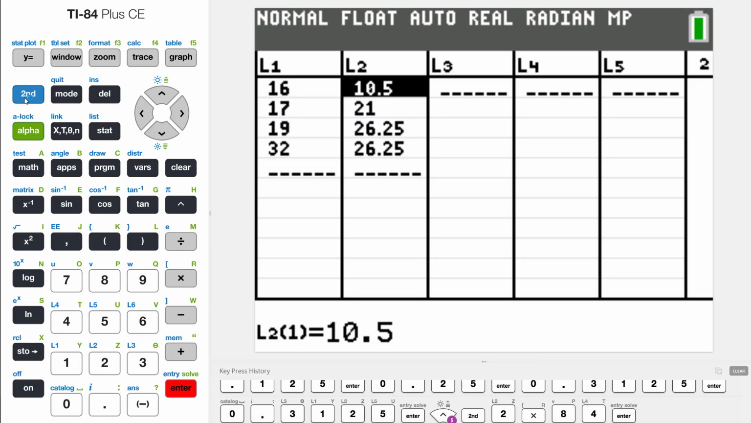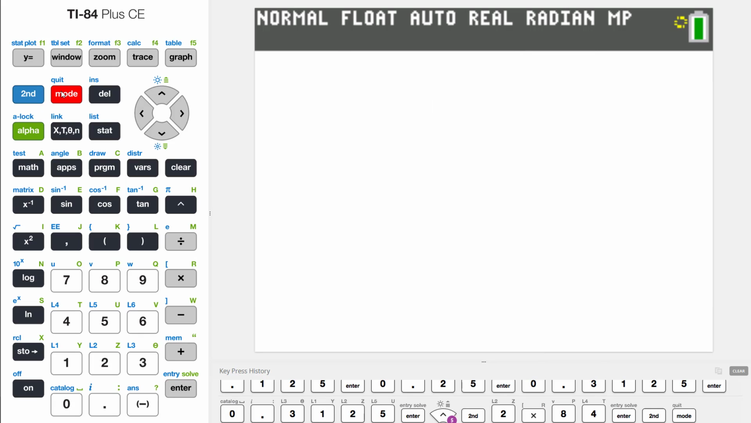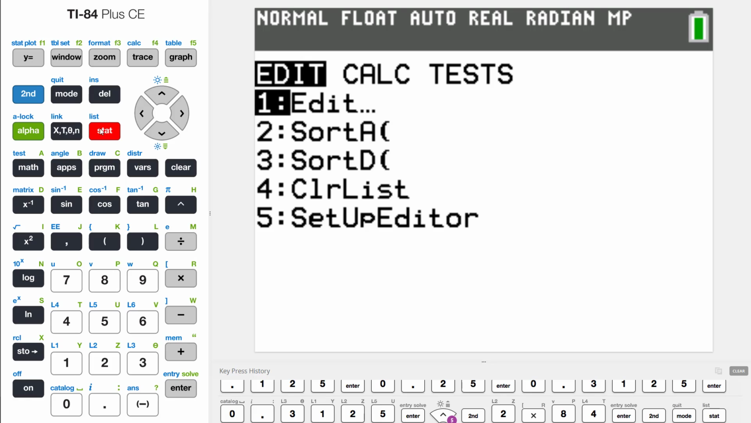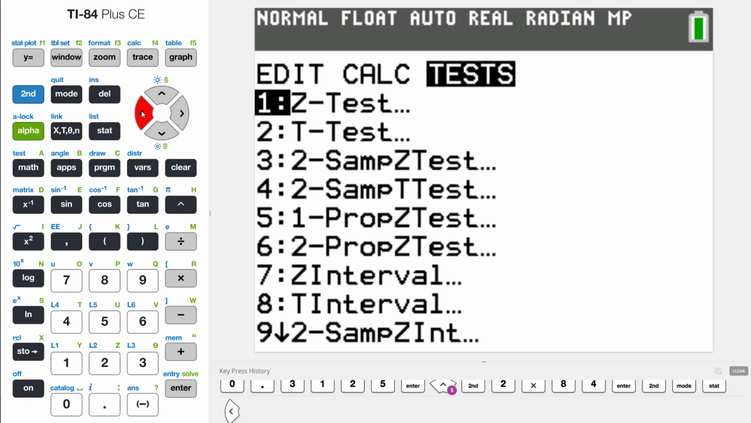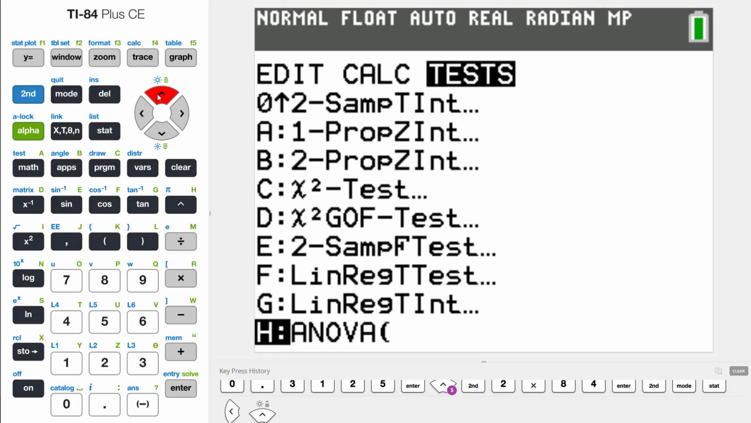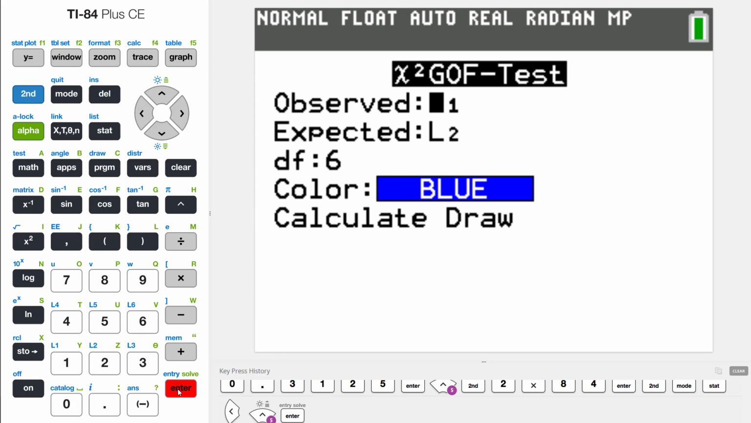So what you want to do is get out of here, and you want to go back to the Stat menu, and you want to go to the Test submenu, and you're looking for the chi-squared goodness of fit test. So we have our observed counts in list 1, our expected counts in list 2. The only thing we need to work out is our degrees of freedom.